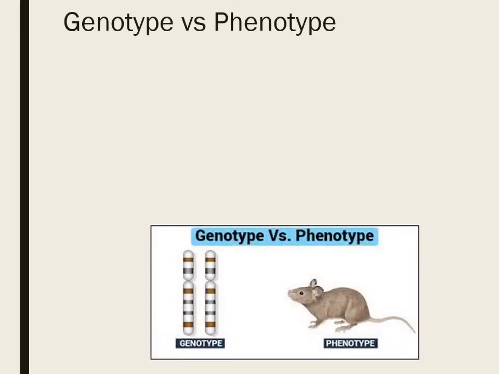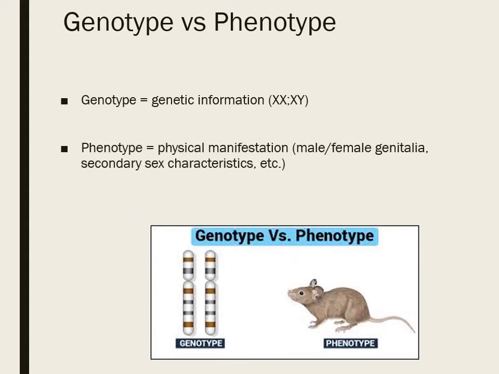Now, before we get started, I want to talk about the terms genotype versus phenotype, because we're going to be using that quite a bit moving forward. Genotype is just a word that describes your genetic information. In terms of sex chromosomes, you have two, they're either X or a Y. So you might have an XX or an XY. This would be your genotype. Your phenotype, on the other hand, is your physical manifestation. So this might be genitalia, whether you have a vagina or a penis. It also could be secondary sex characteristics that people assume you're male or female based on, like facial hair or breasts.